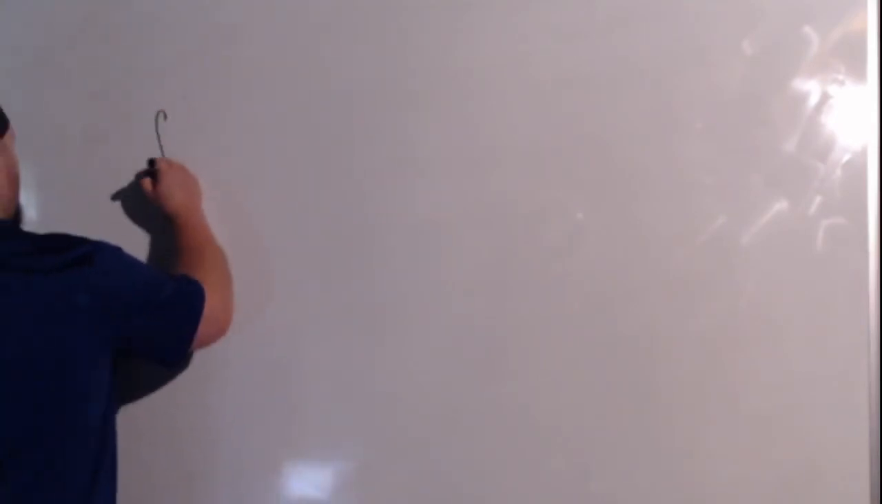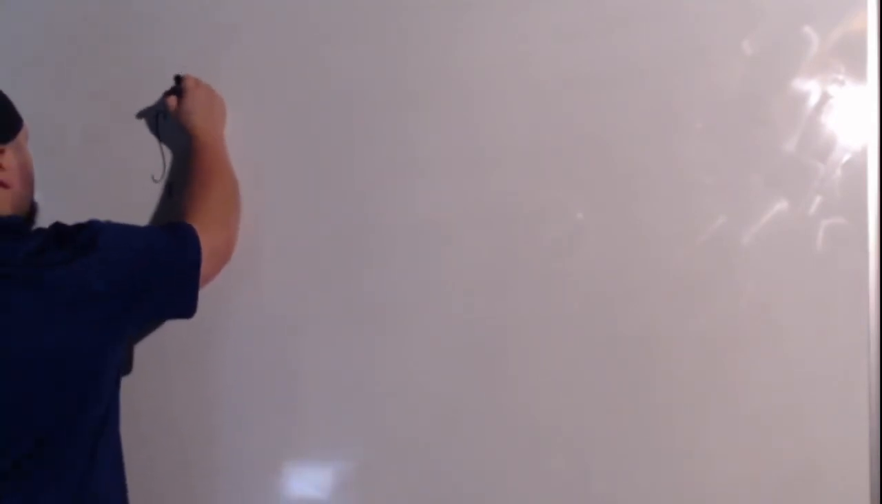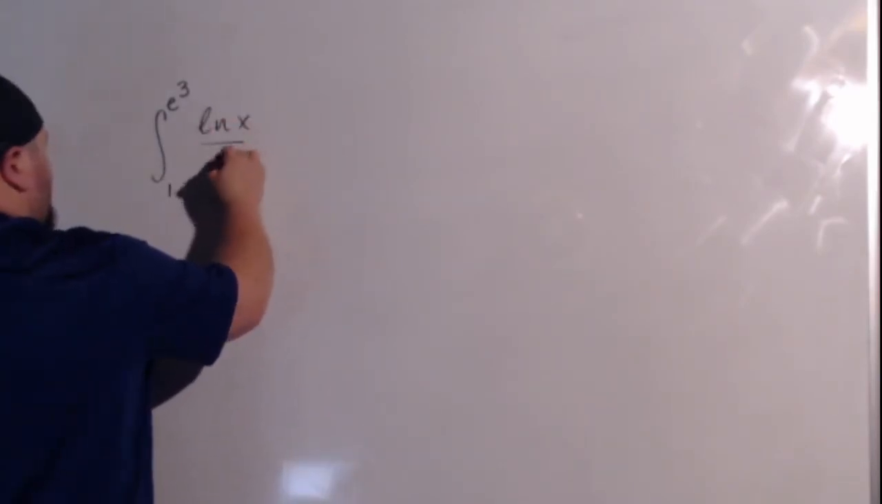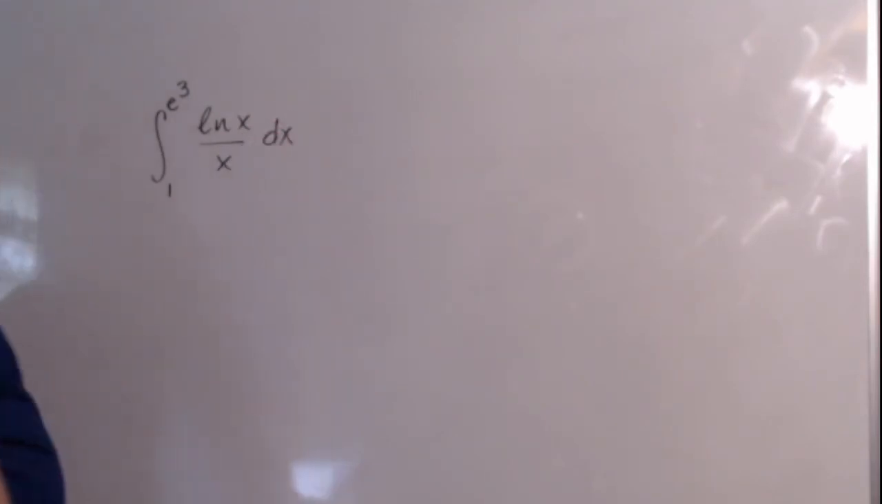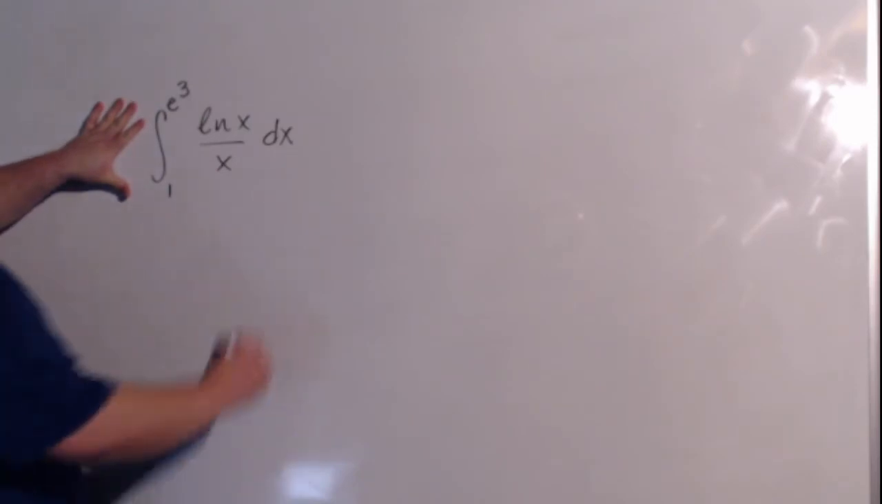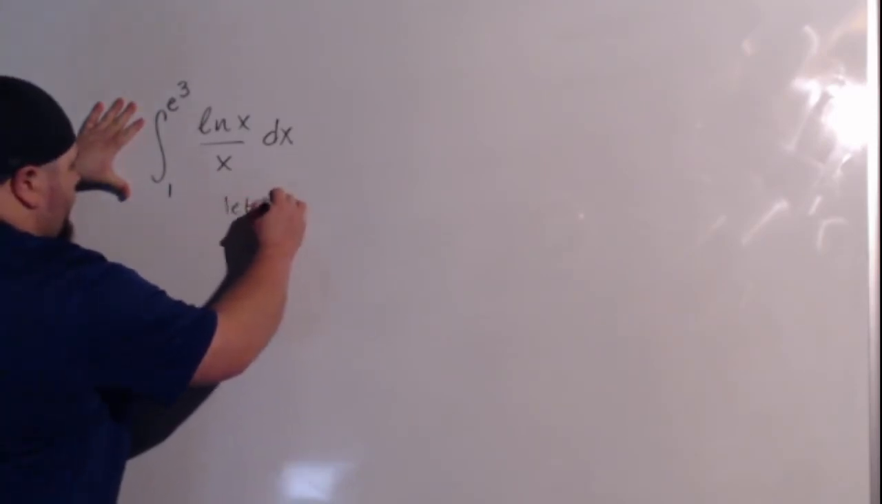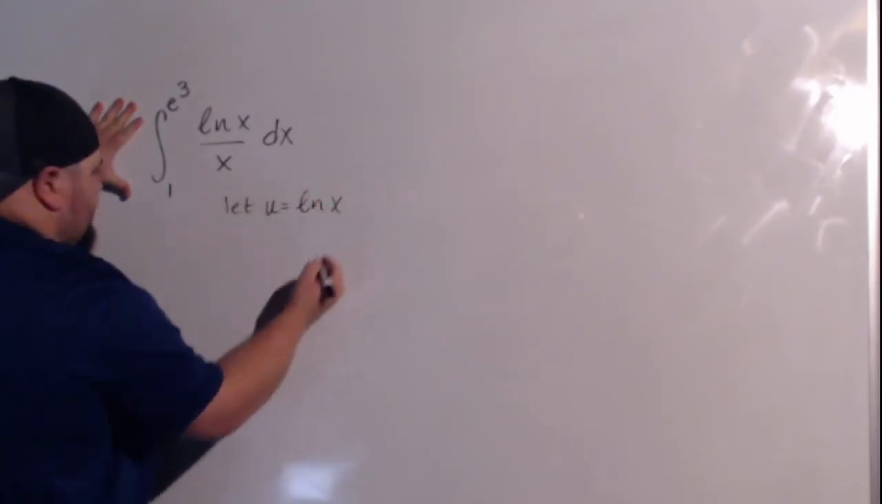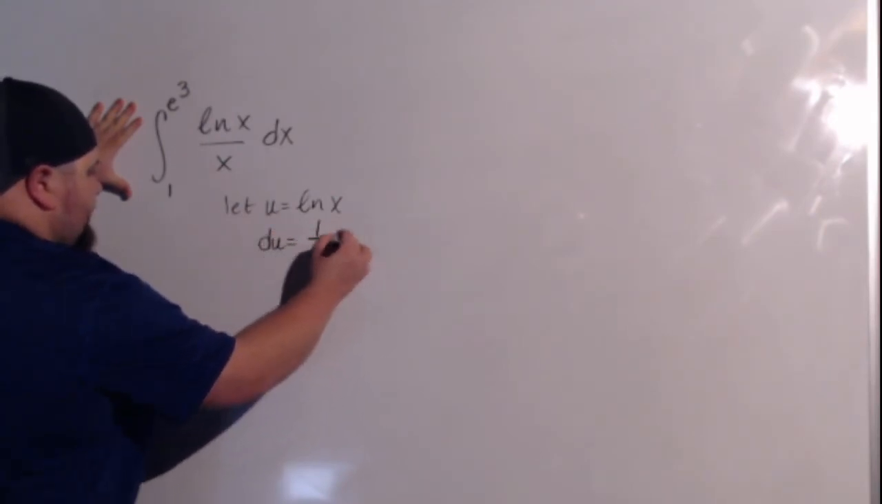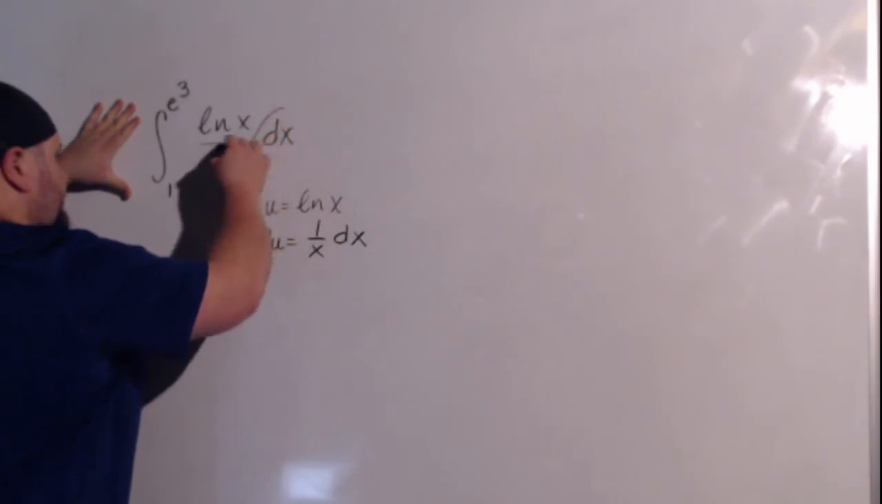Alright, we got the integral from 1 to e cubed. Alright, so we've done this one earlier, we just didn't have bounds. Remember, we let u equal natural log of x because the derivative of that is 1 over x dx, which is right here.